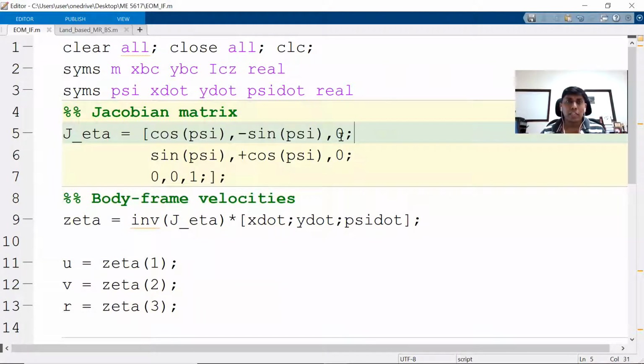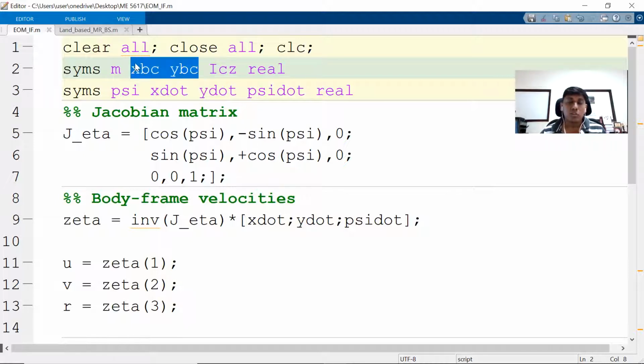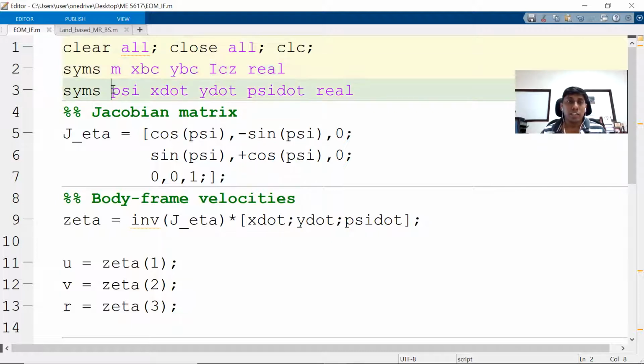I'm bringing in only four system parameters: the mass, and the inertia about the centroidal z-axis. Then there are xbc and ybc, which are the position from the centroid to the body center. These two are known, since it is a planar vehicle, which we have considered. Further, the variables involved here are psi dot, x dot, y dot.